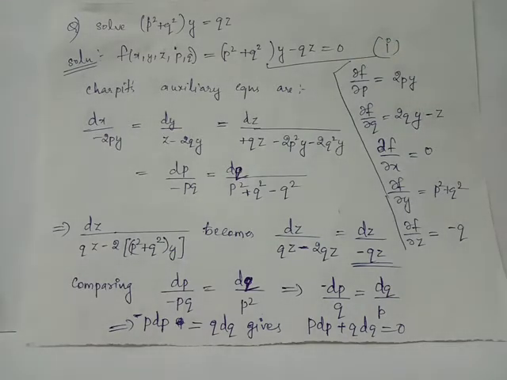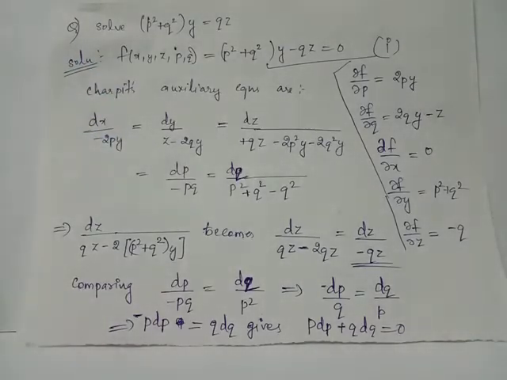Having found the partial derivatives, we can write the Charpit's subsidiary equations given by dx by minus fp, that is dx by minus 2py, equals dy by minus fq, that is dy by minus of this expression, which becomes dy upon z minus 2qy, equals dz upon minus pfp minus qfq, that is dz upon minus p into 2py minus q into 2qy minus z, which can be written as dz upon positive qz minus 2p square y minus 2q square y.